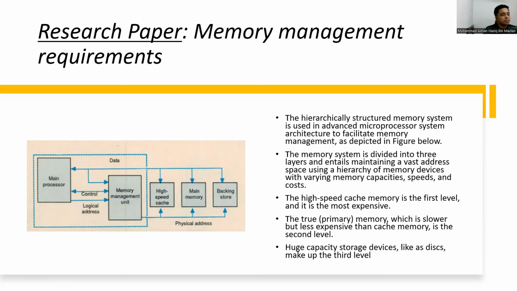Third, the high-speed cache memory is the first level and it is the most expensive. Main memory, which is slower but less expensive than cache memory, is the second level. And lastly, high capacity storage devices make up the third level. That's all for me.